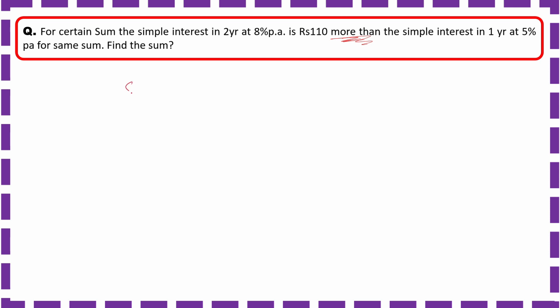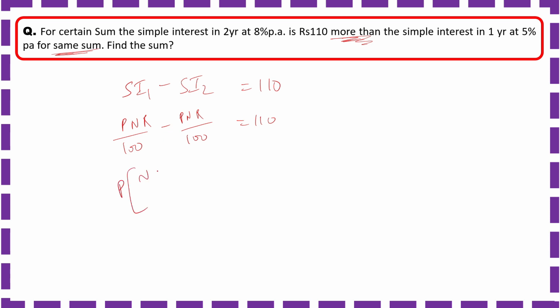So here the difference between two simple interests is 110. That is the meaning, right? So what is simple interest? PNR by 100 minus PNR by 100, that is 110. If we observe here, sum is same in both the cases. So P is same. So take P as common. In first case what is N? N is 2, and R is 8 by 100. And in second case what is N? N is 1 year, so R is 5 by 100, that is equal to 110.